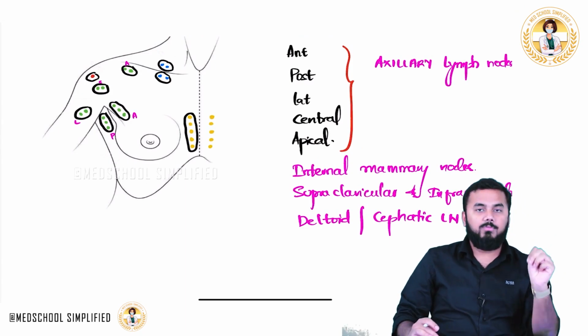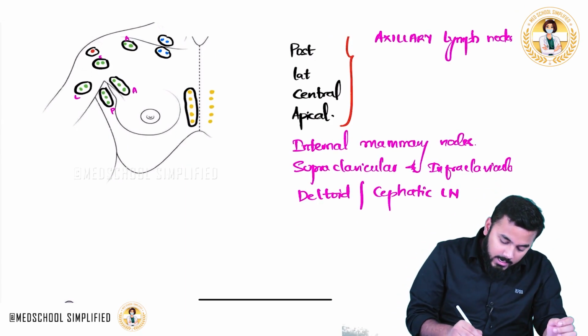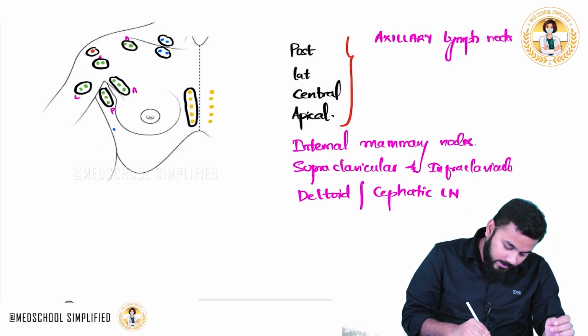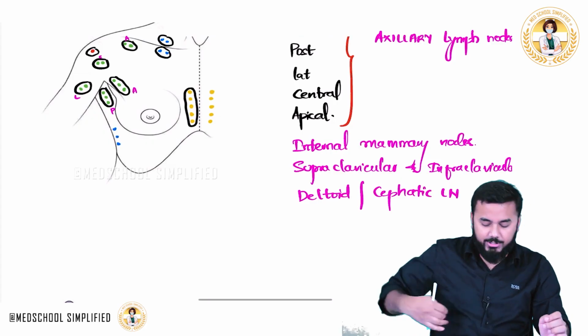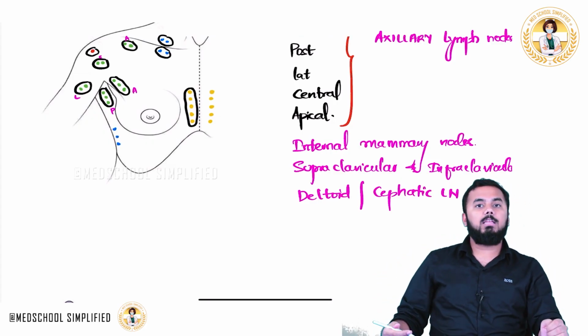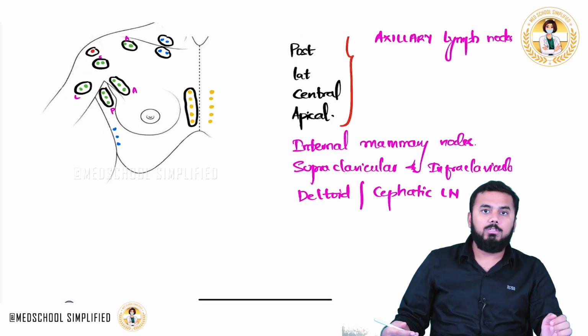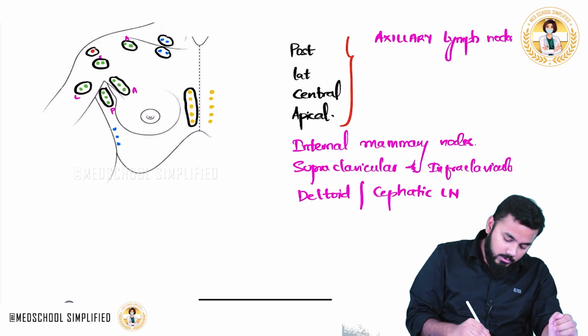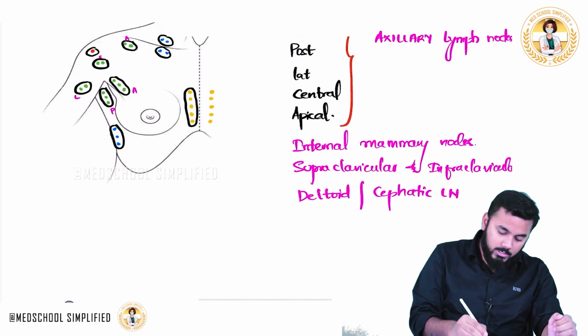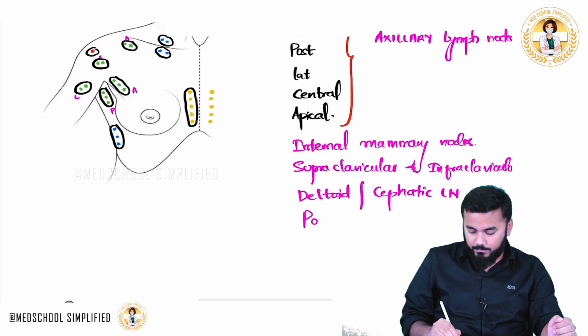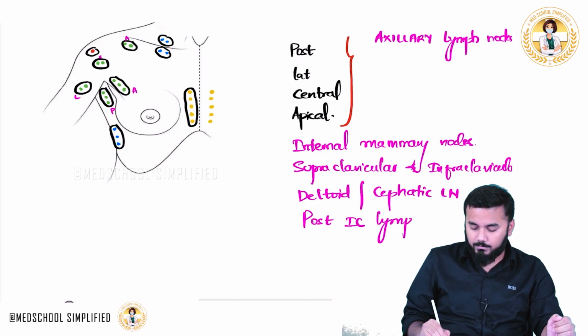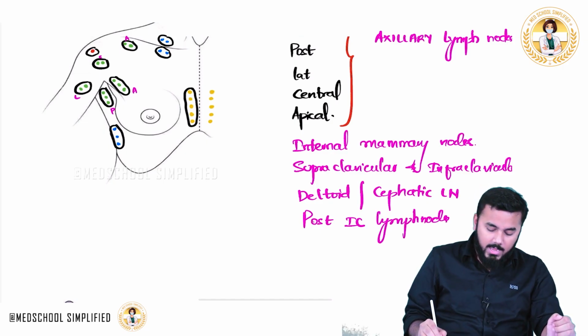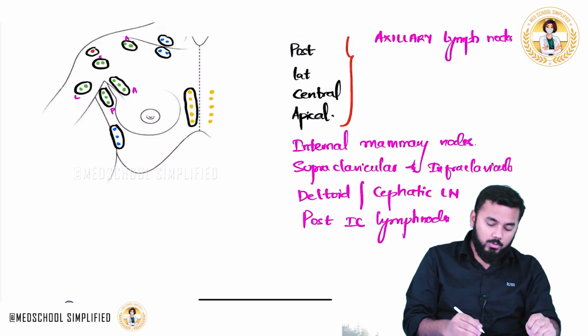What are these three groups of lymph nodes? There are some lymph nodes which are located here on the back region, right? On the back region here. These are called posterior intercostal lymph nodes. What are these lymph nodes called? These are called posterior intercostal lymph nodes. And finally, we have got two more groups of lymph nodes.